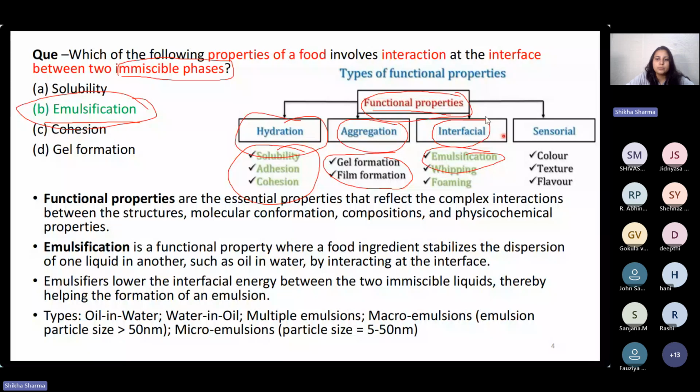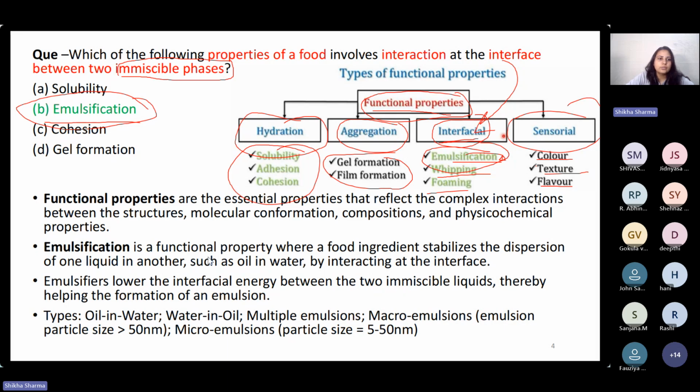Then the interfacial property, which we are discussing here, is what happens at the interface of two immiscible phases. The first is emulsification, the second is whipping, and the third is foaming. The fourth is the sensorial property, regarding color, texture, and flavor. So here, within the functional properties, we are mainly discussing the interfacial property, particularly emulsification.